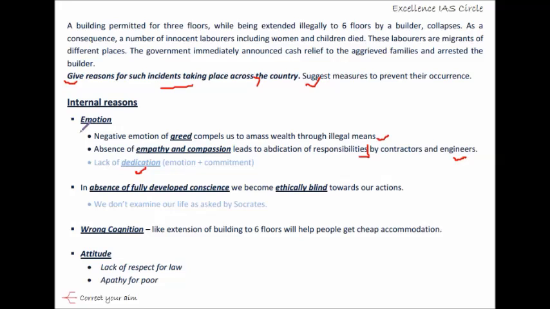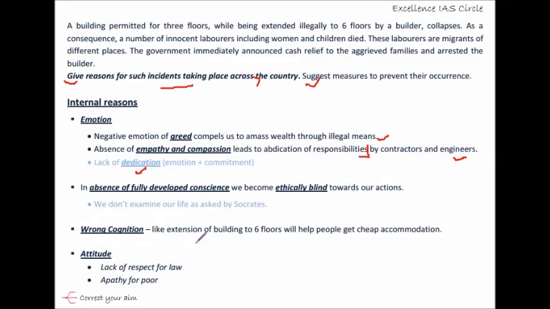Then you quickly move on to the other reason like conscience. Absence of fully developed conscience and we become ethically blind towards our action. That will suffice. If you have time and space, you can add that we don't do ethical analysis, we don't do examination of our life as exhorted by Socrates. I mean, more and more philosophy and philosophers that you bring into the answer will add value to your answer.